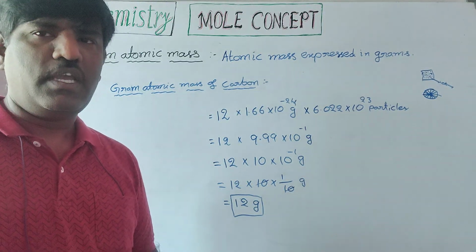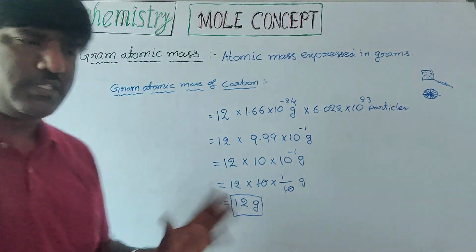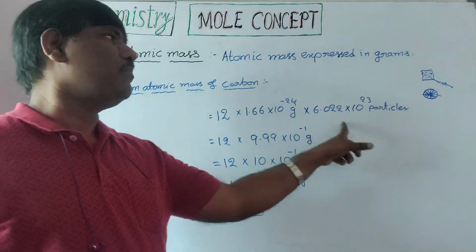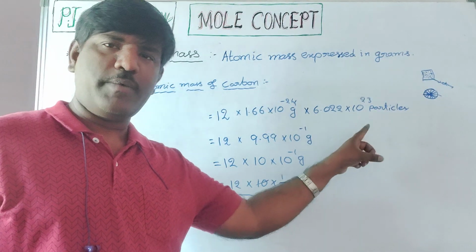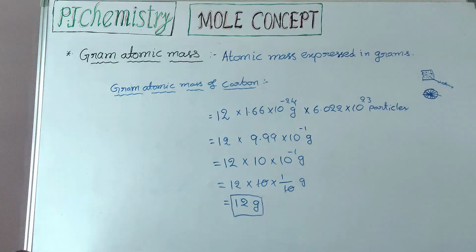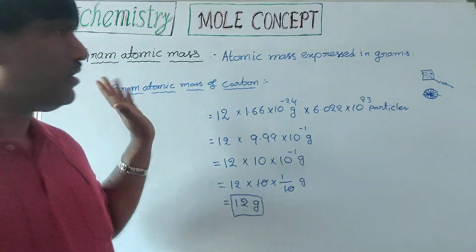How many times heavier than 1/12th part of the C12 isotope? That is relative atomic mass, that's it. It is a comparison. But when grams are mentioned, it means this many particles are present. How many particles? 6.02 × 10^23 particles. Like this, you can calculate for any element.